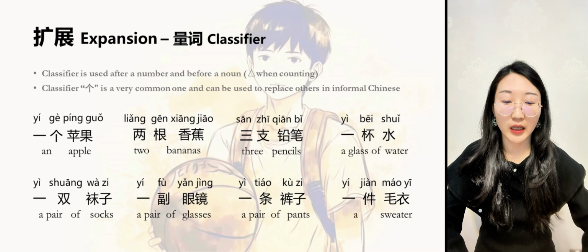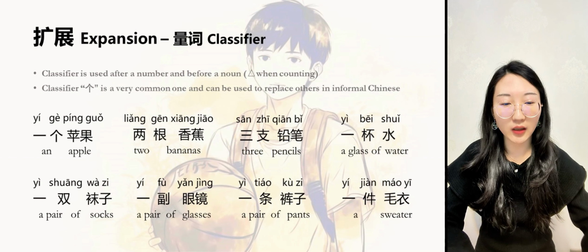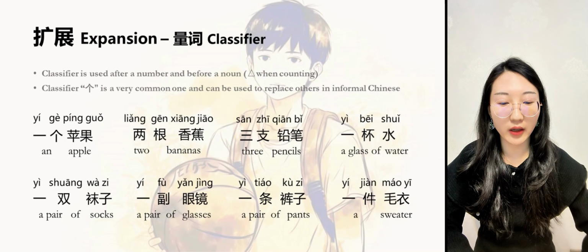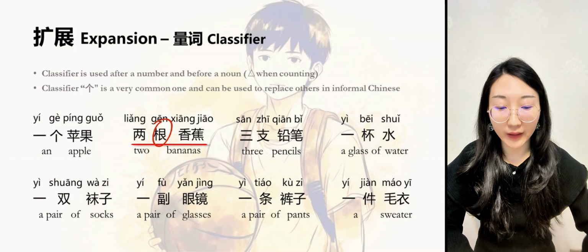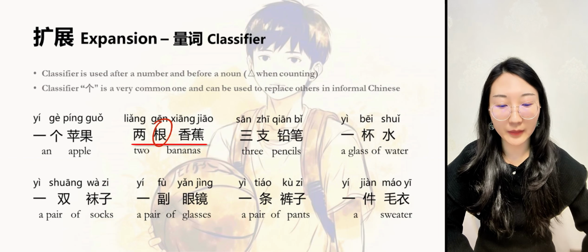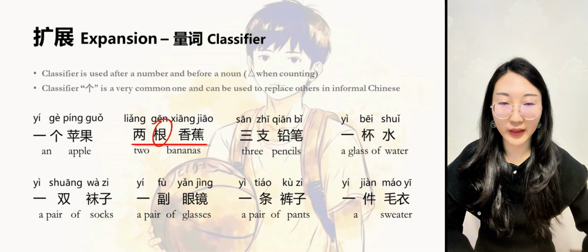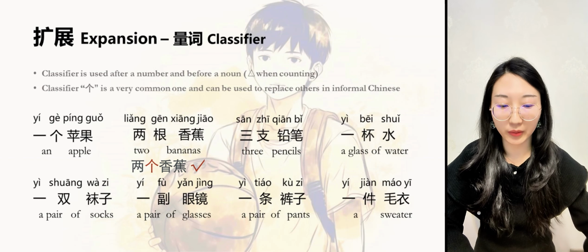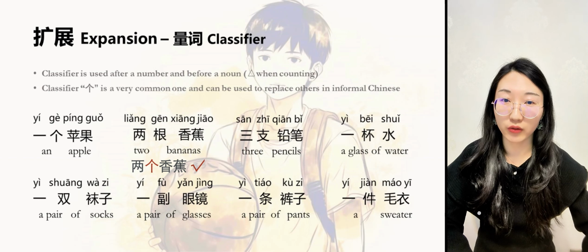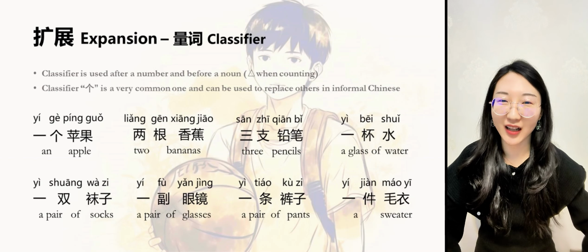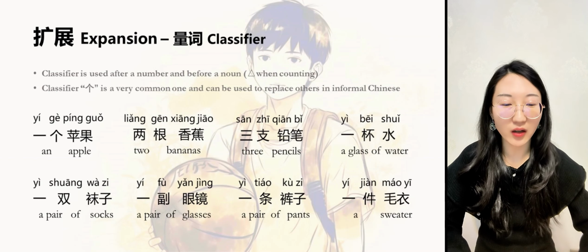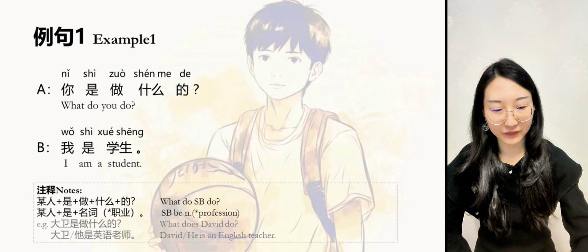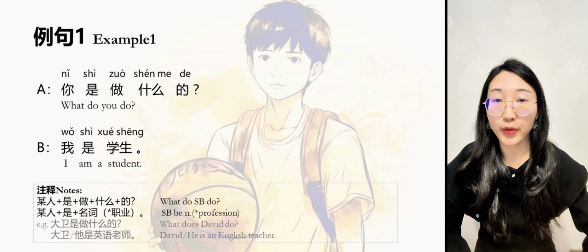And besides, classifier 个 really is a very common one. So for example, in the second phrase, 两根香蕉, 2 bananas, it's also okay to say 两个香蕉. It's totally acceptable and understandable in that expression. And that's a lot of explanation about classifiers. Well, now let's move to the key part of today's class. And you can read after me now.